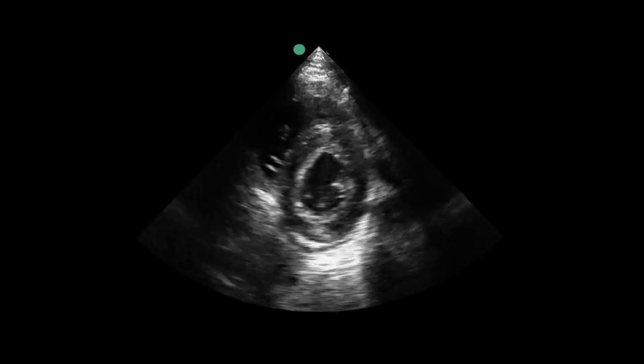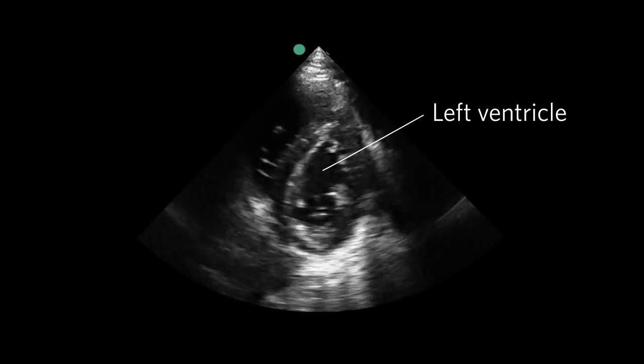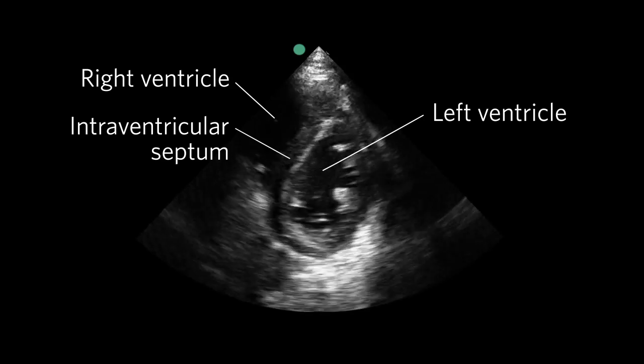Once you've achieved competency with the parasternal long-axis view of the heart, the next one to learn is the parasternal short-axis. In this image, you can see both the left ventricle and the right ventricle with the septum dividing them.